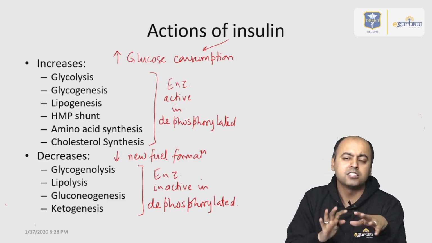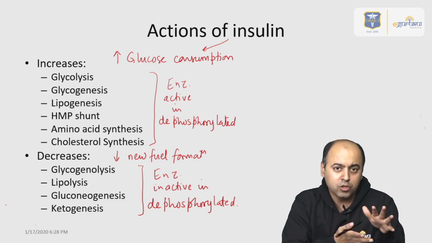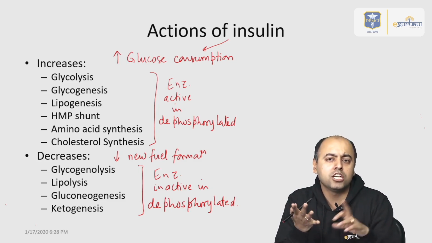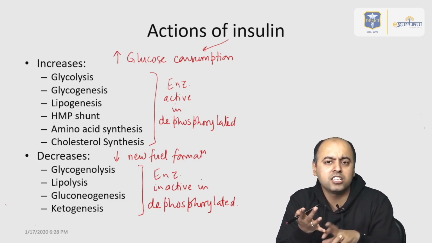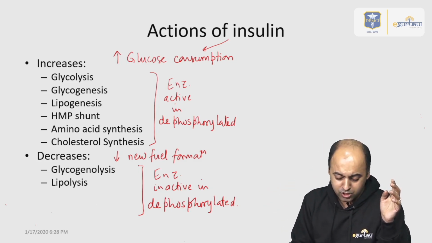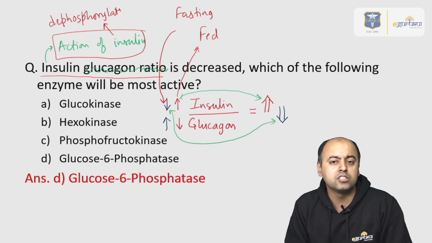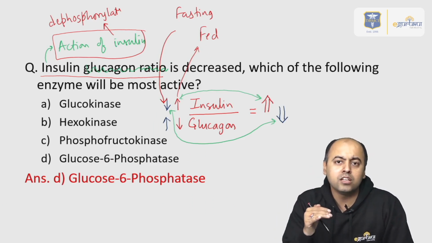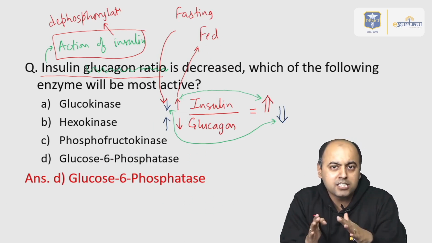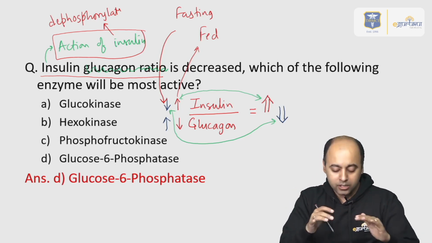This is a simplified version to remember the activity of most of the enzymes, the metabolic pathways, when they will be activated, when they will be inactivated, what happens when there is change in the insulin glucagon ratio, what happens in the fed state, what happens in the fasting state. So looking at the previous question, if you go back, you will find the question says insulin glucagon ratio is decreased. This means the insulin will decrease. This means whichever pathways are normally decreased by insulin will now be activated, and whichever pathways are normally activated by insulin will now be decreased.